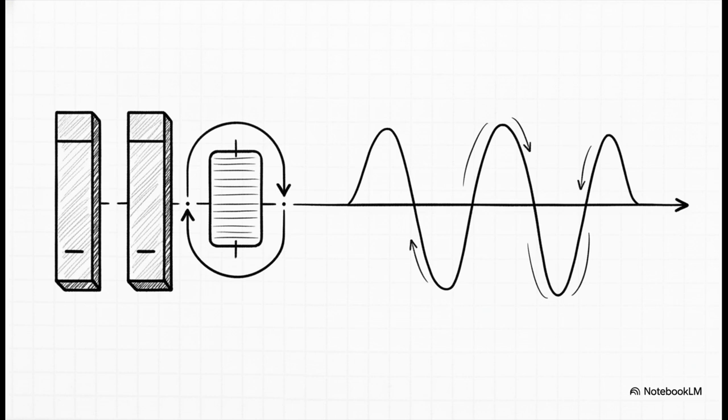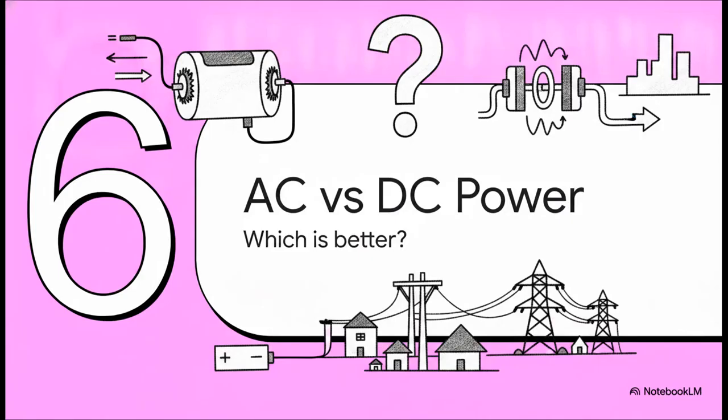Quick revision time. Section 5. We spin a coil and a magnet to make AC electricity. We use the right-hand rule to find the current direction, and we use slip rings to draw out that wave-like alternating current.